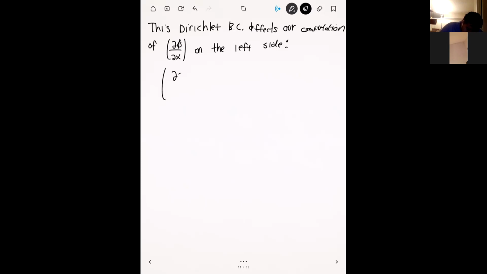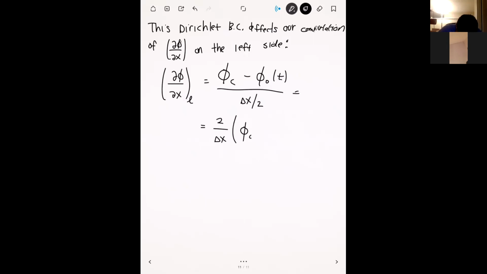Because normally what we have is partial phi partial x on the left side. Normally what this is, we do phi sub c minus phi sub l divided by delta x, okay? But since we're on cell 1 right here, we don't have a left neighbor, okay? So instead of a left neighbor, what we have is our Dirichlet boundary condition. And so we're going to change this, and instead we're going to have phi sub c minus phi naught of t divided by delta x over 2, because remember, when we have our Dirichlet boundary condition, the distance between our cell center and the edge is halved. So that's why we do delta x over 2. And so if we plug in our cosine of pi t from our Dirichlet boundary condition, then what we have here is 2 over delta x times phi sub c minus cosine of pi t.